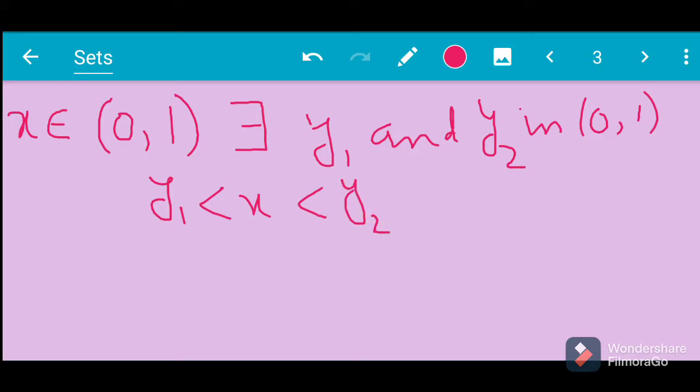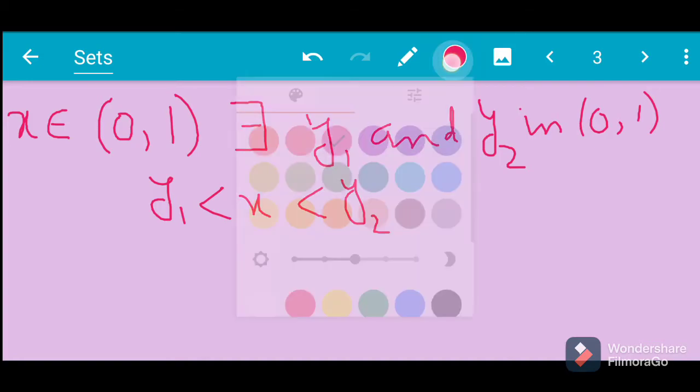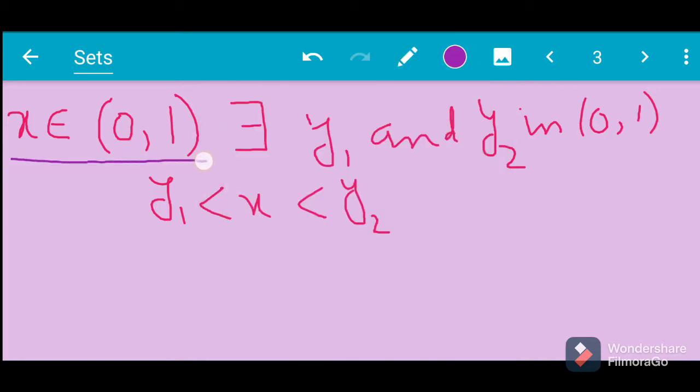Okay, this is due to the property of real numbers that between any two real numbers you can find infinitely many real numbers. So x belongs to this set means 0 less than x less than 1. So you have two numbers, 0 and x. It contains infinitely many points between 0 and x.